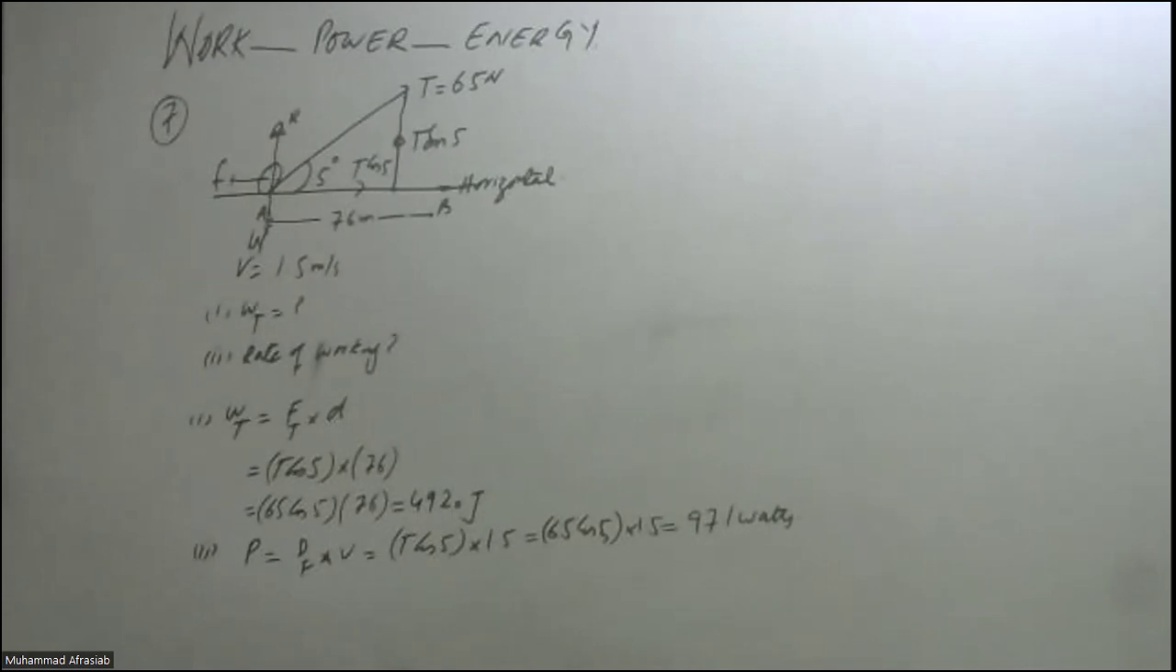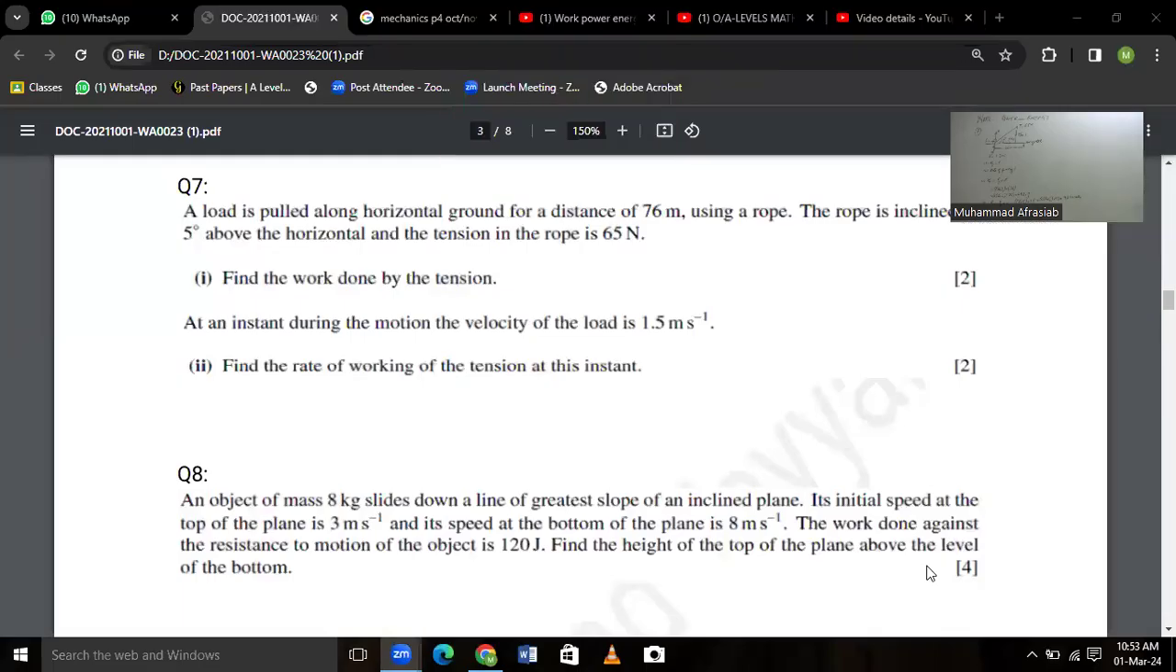Now we will solve question number 8. An object of mass 8 kg slides down the line of greatest slope of an inclined plane. Its initial speed at the top of the plane is 3 meters per second, and the speed at the bottom of the plane is 8 meters per second. The work done against the resistance to the motion of the object is 120 joules. Find the height of the top of the plane above the level of the bottom.